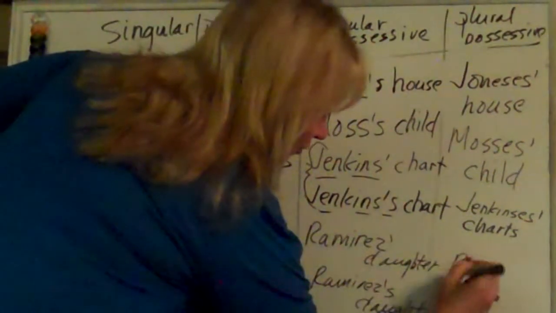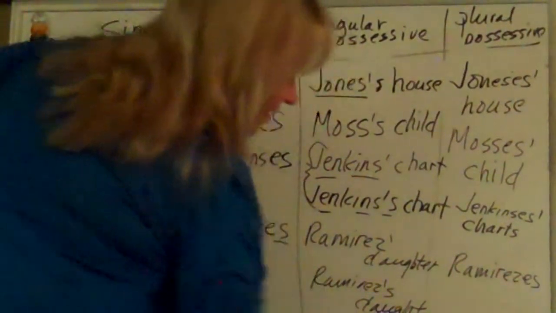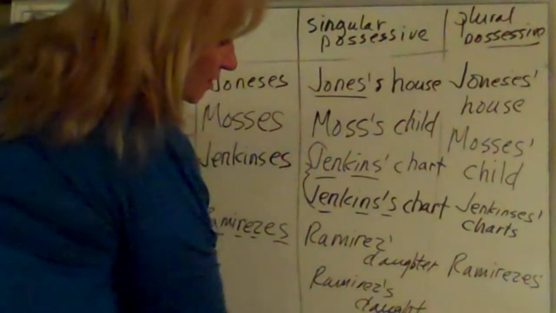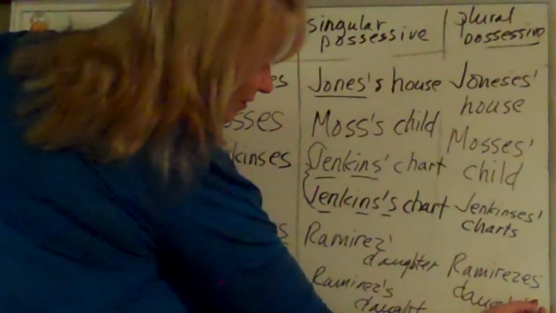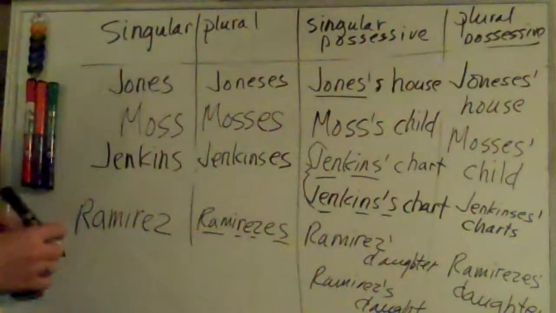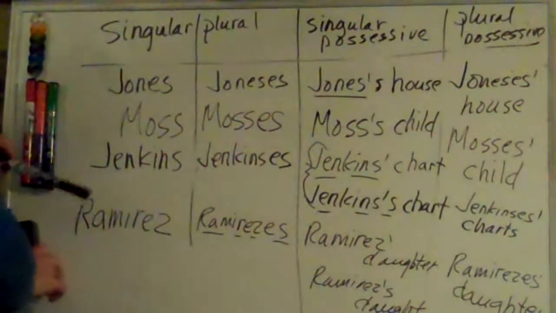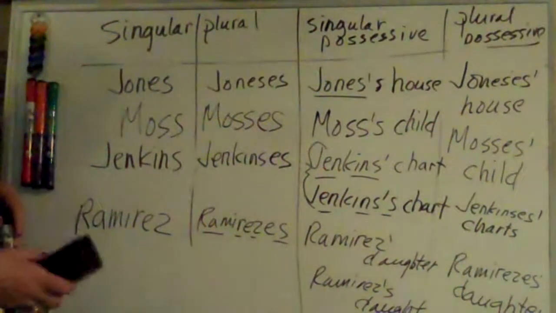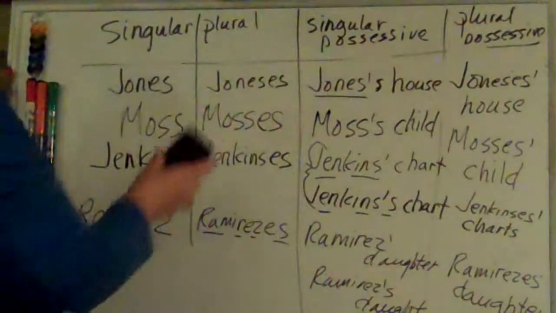Now if I'm going to make it plural, I'm going to write Ramirez's, and the plural form ended in S, so I'm just going to do this, and it's their daughter. Okay, how are we doing? Hopefully we're doing okay. I'm going to go ahead and erase this, so if you need to copy the rest of this down, I'd pause the videotape and then start it up again in a second.